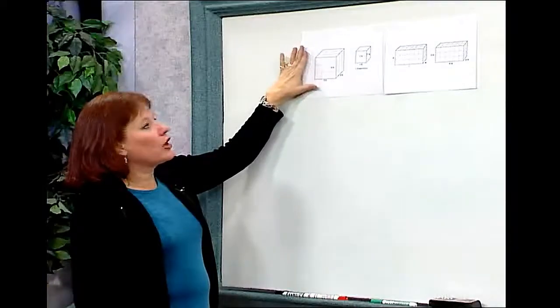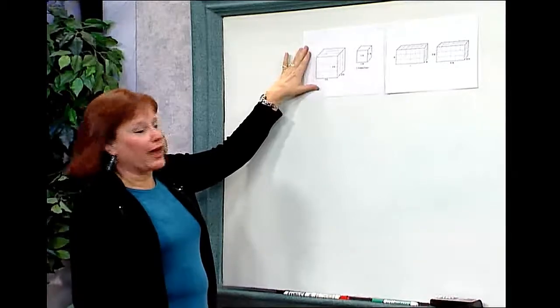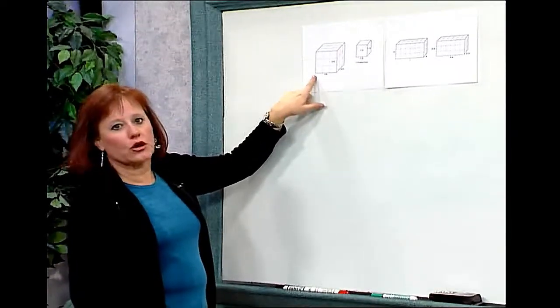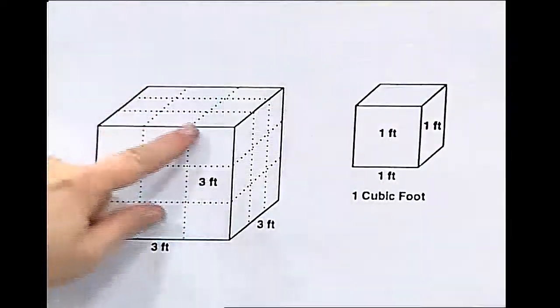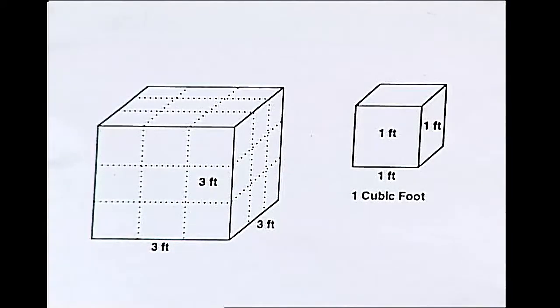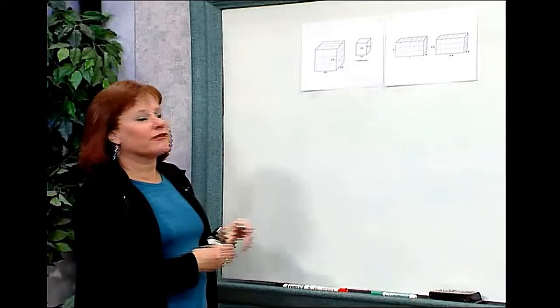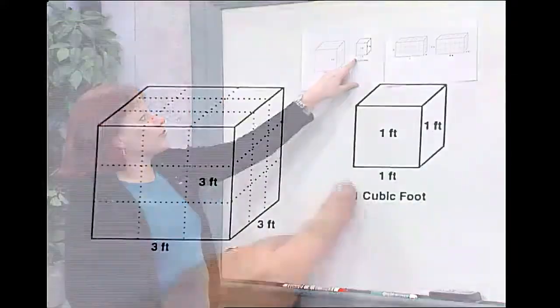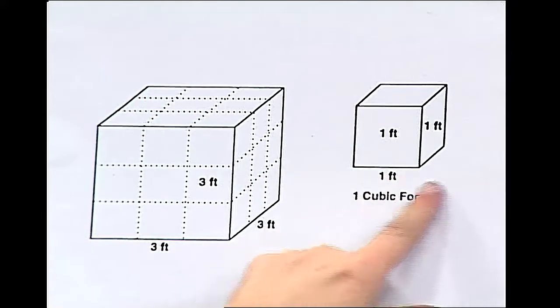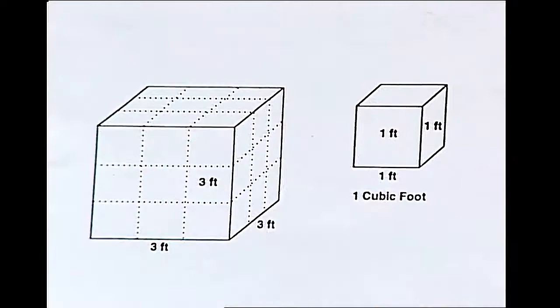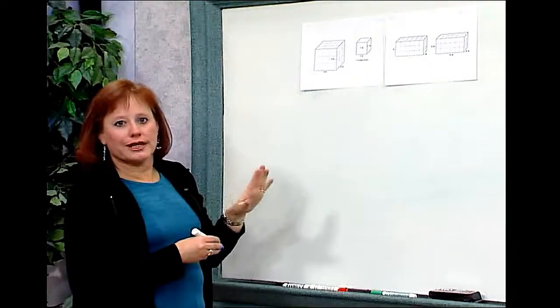Now we're going to find the volume of this particular cube, and we know it's a cube because its dimensions are all the same. We have 3 feet by 3 feet by 3 feet. And when we find our volume, we're going to measure it in cubic feet. A cubic foot is 1 foot by 1 foot by 1 foot. It's a cube that's 1 foot on all of its edges.